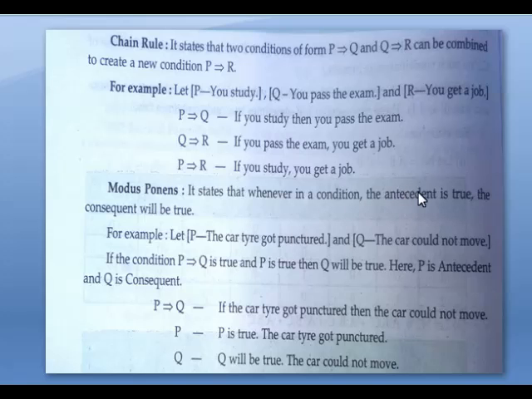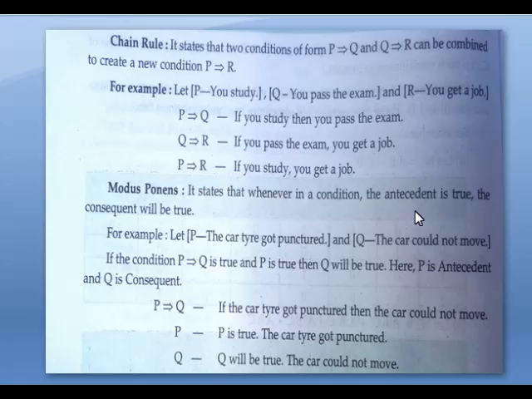For example, P, the car tire got punctured. So this is the first statement. The car tire got punctured. And the second statement is the car could not move. So this is called as antecedent and this is called as the consequent. So the condition is the antecedent is true, the consequent will be true.